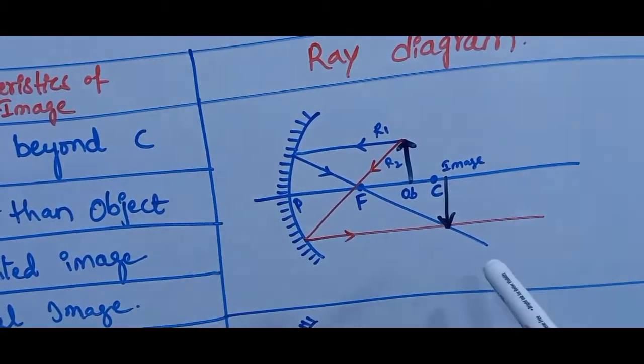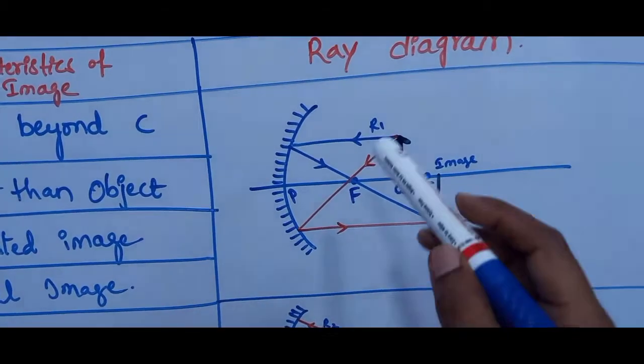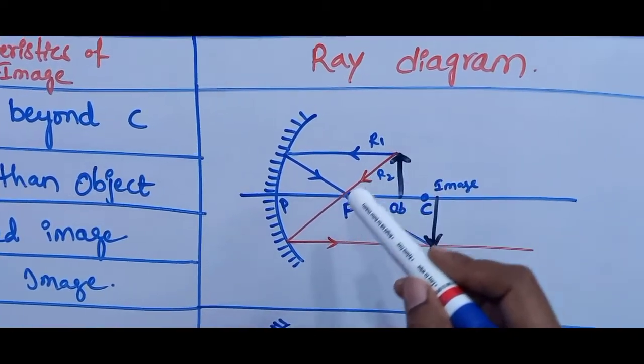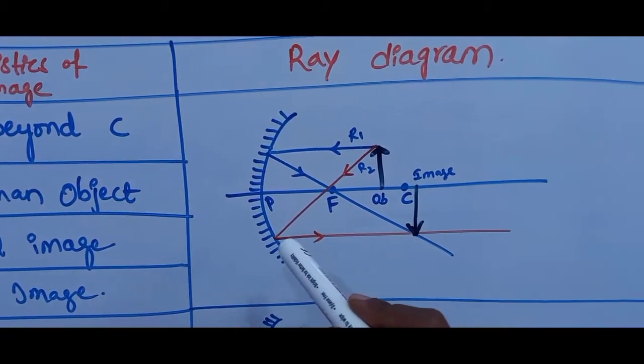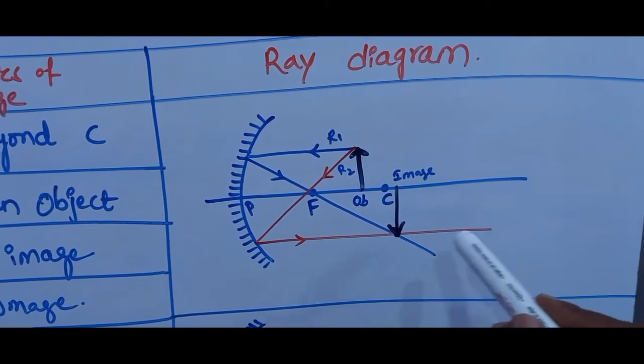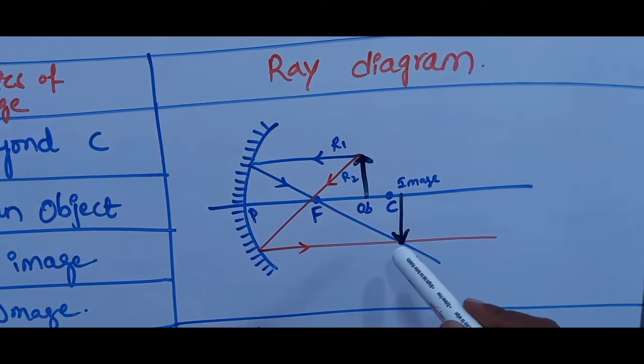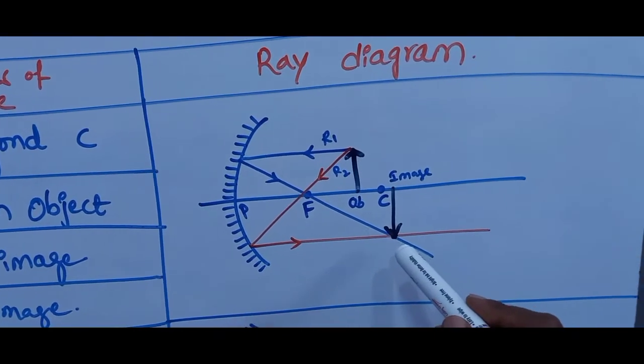Okay, the blue line is the reflected ray of the first incident ray. And R2, the red one, is the second incident ray, which is going through the focal point of the mirror. Hence its reflected ray is going parallel to the principal axis. And the two reflected rays are meeting at this point. Hence we will get the image of the object at this point only.